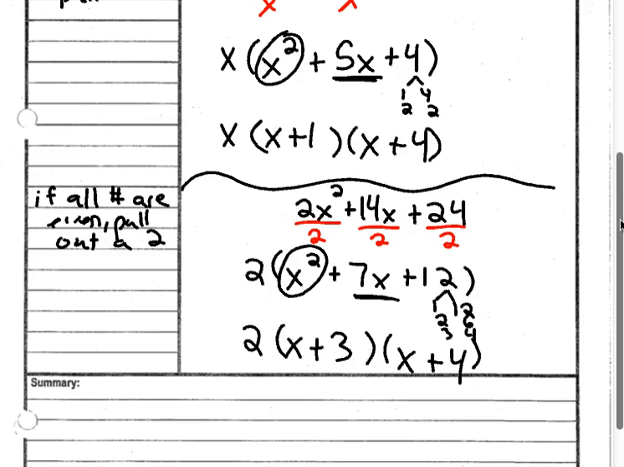All right, so let's continue with another example on the back. So on the back, we have 3x cubed minus 6x squared minus 45x. So this time I notice I have x's everywhere. So that tells me I'm going to be pulling an x out.